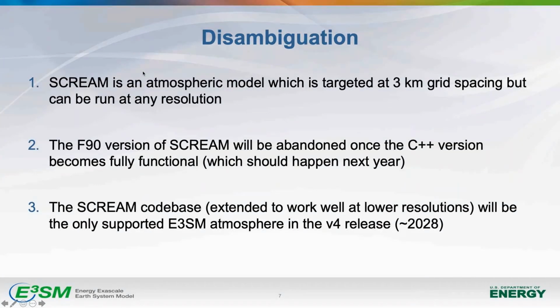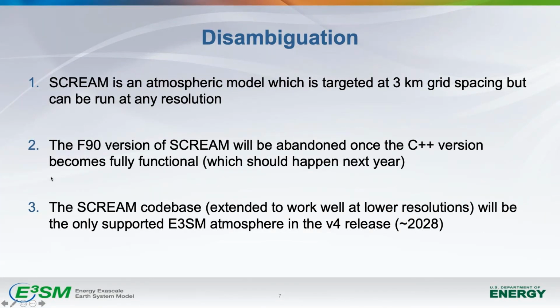I want to pause for a second and do some disambiguation because I think a lot of people are confused about what SCREAM is. SCREAM is just an atmosphere model. We have Fortran versions, we have C++ versions. We've targeted the parameterizations at 3 kilometer grid spacing, but you can run this model at whatever resolution you want. In fact, for the Fortran version, we're using it with a ZM convection scheme. We have a low resolution version that we use for testing all the time. So it's just a model.